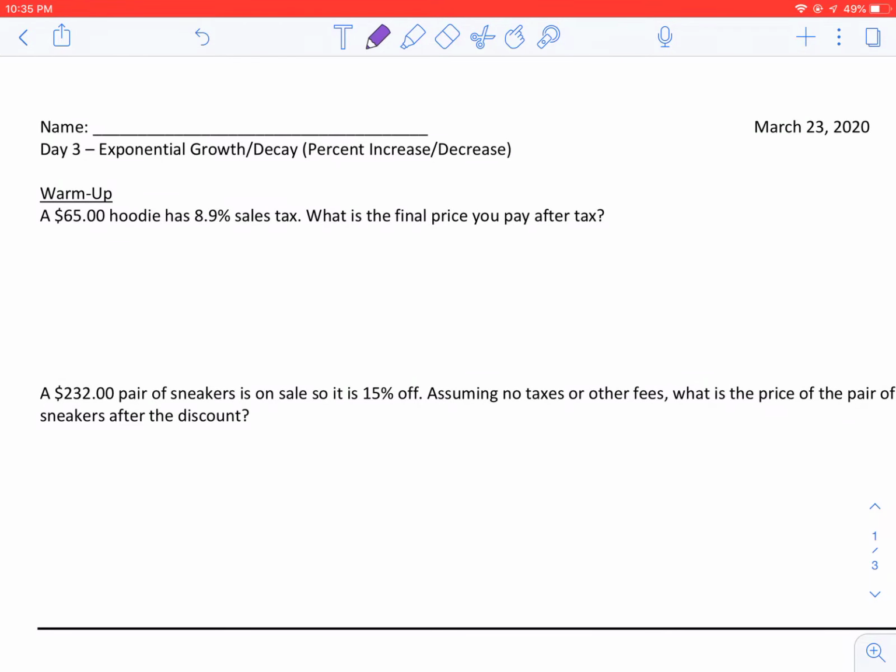So we're back with day 3. We're going to be doing exponential growth and decay today. We're going to need a calculator for today's lesson, so go ahead and grab that. And again, just treat this like a normal class lesson. Just follow along, except you can pause. You can try the problems yourself, and if you have any questions, just send me an email.